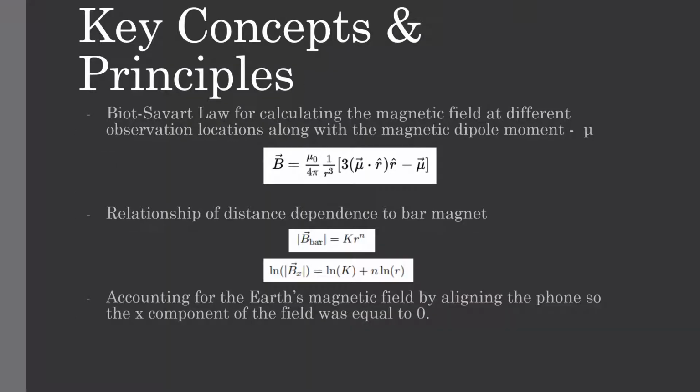Some key concepts and principles used throughout the lab were the Biot-Savart law for calculating the magnetic field at different observation locations, along with the magnetic dipole moment mu, the relationship dependence to a bar magnet, and accounting for the Earth's magnetic field by aligning the phone so that the X component of the field was equal to zero. The equations listed will prove to be a crucial part of calculating the magnetic field at different observation locations.